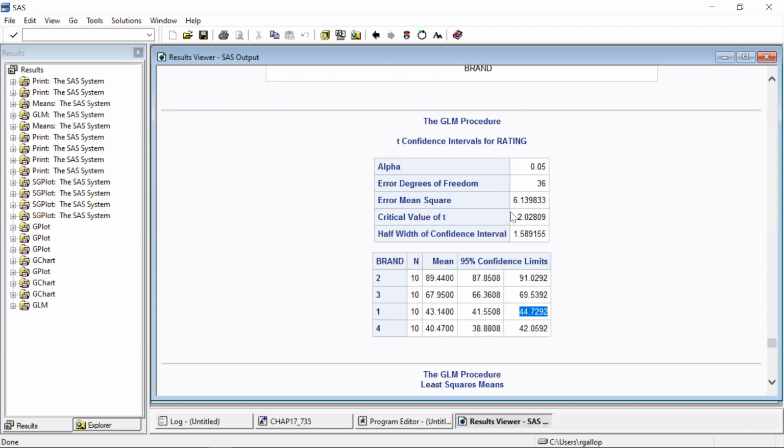So again, it just happened to be that the raw standard deviation for level 2 matched the pooled standard deviation, right? Or the pooled variance. So the variance for level 2 was really close to 6.14, whereas the variance for the other levels was not. But the confidence intervals we should use are these.